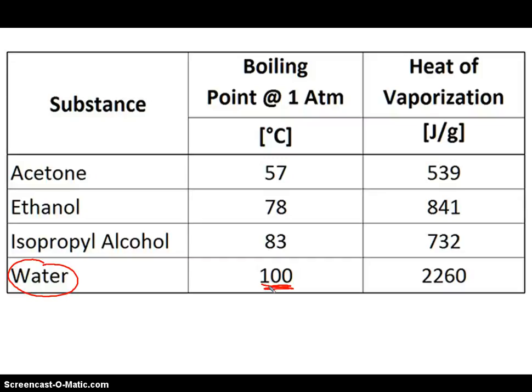So for the heat of vaporization, it takes over 2,000 joules per gram to evaporate water, whereas for acetone, it's down near 500. So you can see the huge difference that the hydrogen bonding makes in the properties of water and how this can contribute to life in helping with homeostasis and helping maintain a relatively even body temperature.